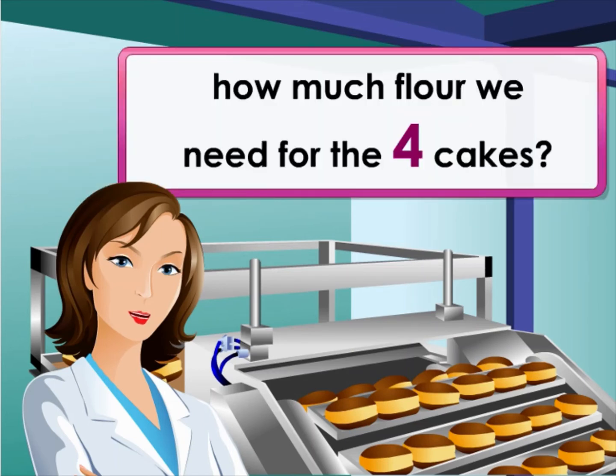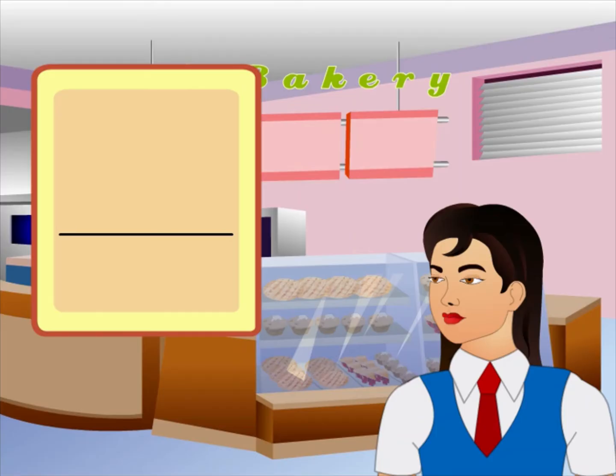Now who can tell me how much flour we need for the cakes? I can. 1 cake needs 2.5 kilograms of flour. Now for 4 cakes, we multiply 2.5 by 4. That will give us the product which will tell us how much is needed for 4 cakes. I will first write 2.5 times 4 in the vertical form. I align them in their places.